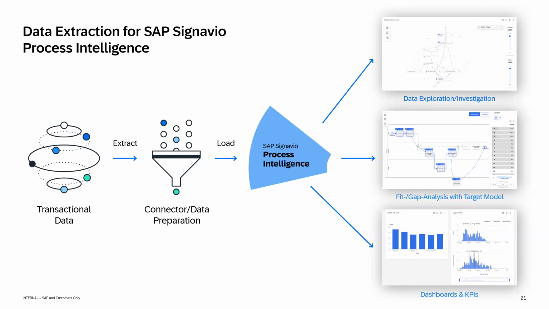Okay, so data extraction. You have the transactional data, so you have to have that source of data somewhere. And what you have to do is this ETL, where you extract it, and you transform it first, and then you load it. The extraction is one thing, the transformation to a usable format is something that has to be done. And then once that occurs, you load it into Process Intelligence and you get the usable information out of that.